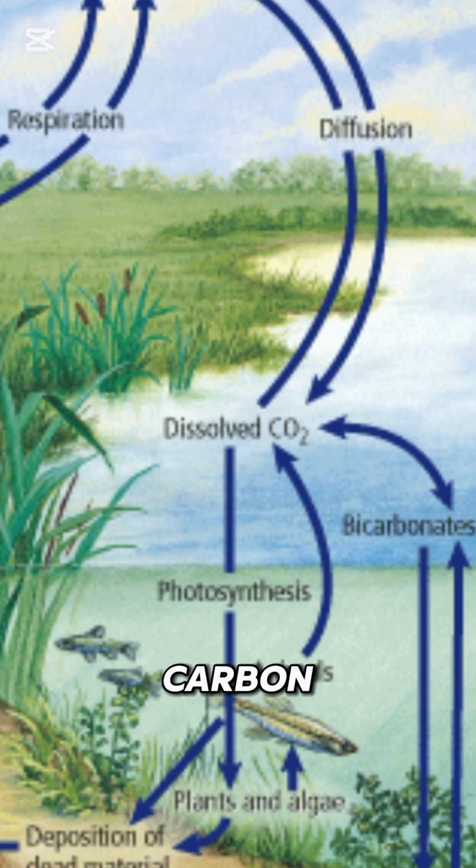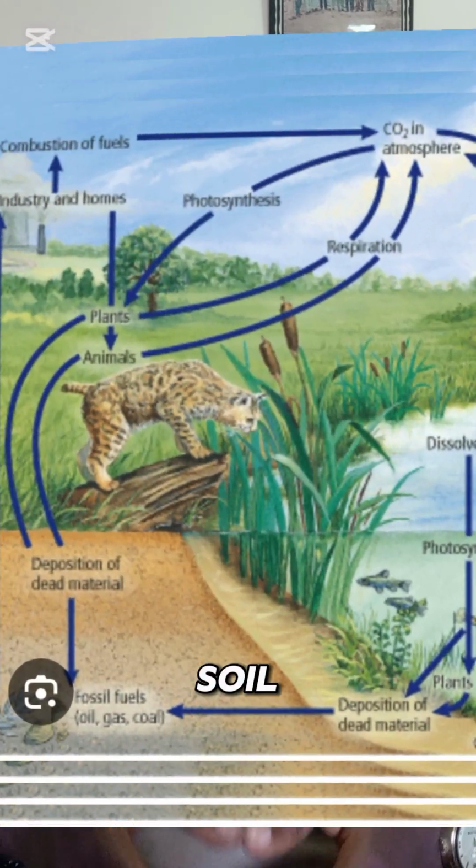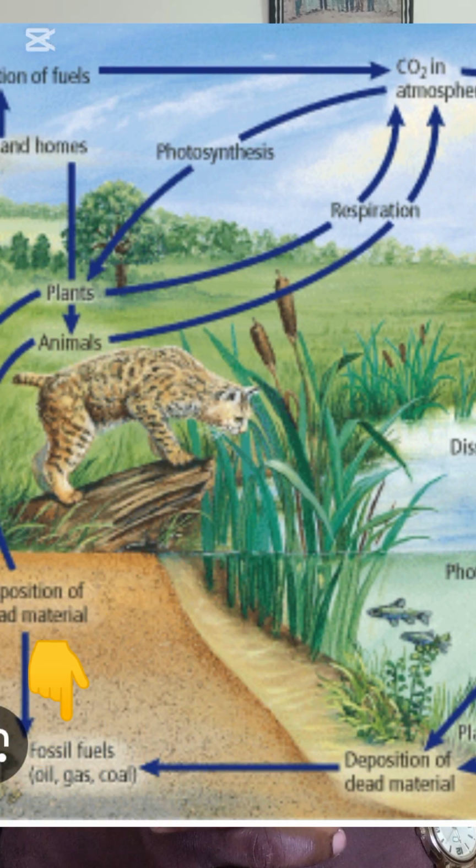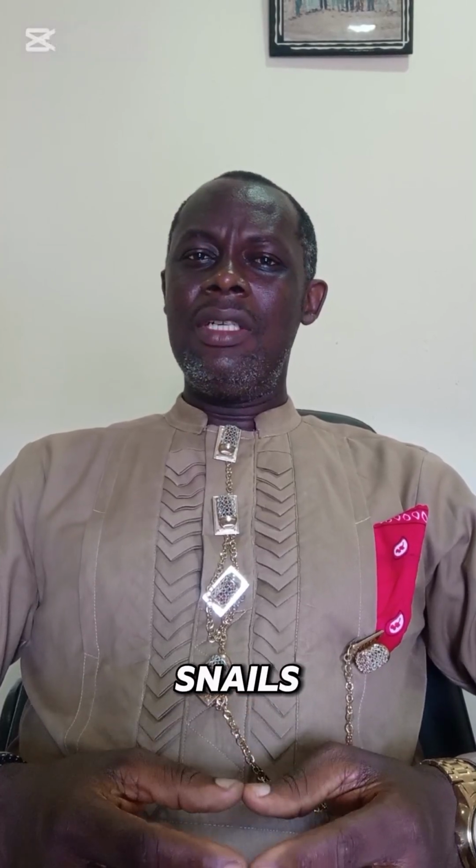Some of the carbon becomes part of the soil and is retained as fossil fuel. Some is incorporated into the shells of some shellfish, such as aquatic snails, clams, mussels, and other organisms which use it to make calcium carbonate shells.